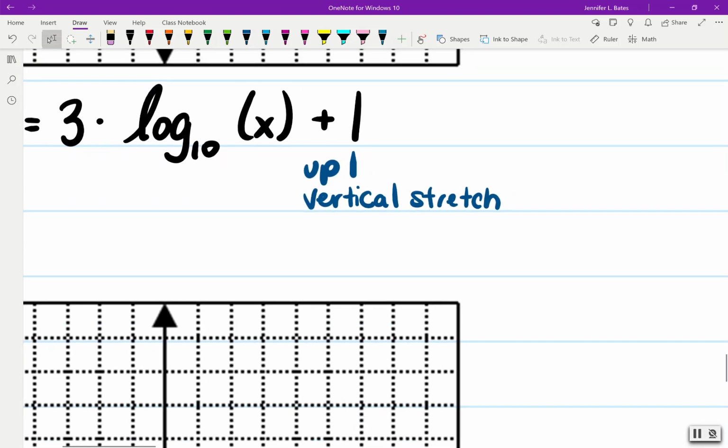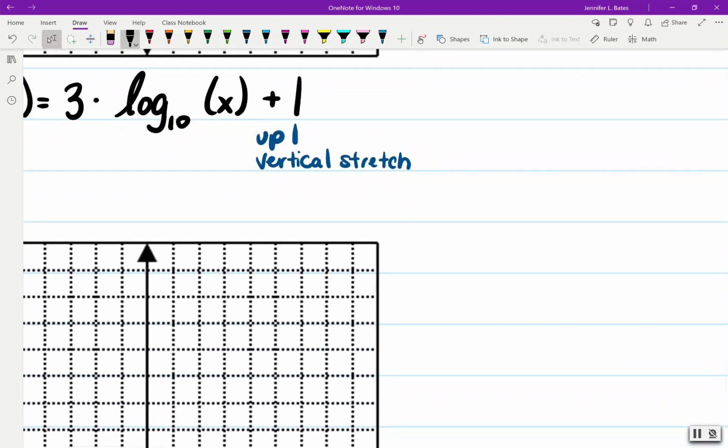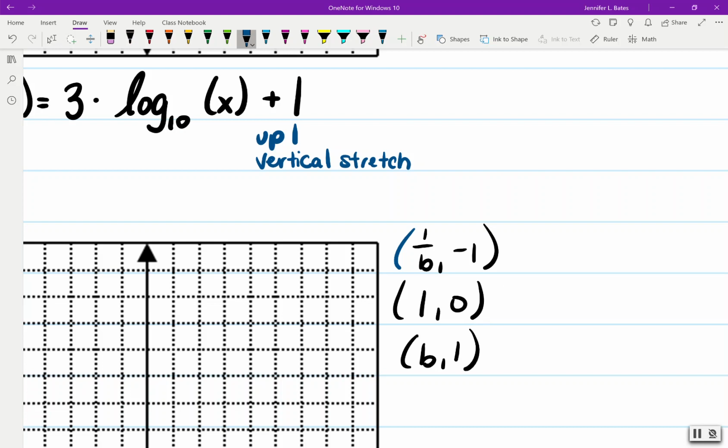Now, my base is 10, so I'm thinking, okay, those 3 points that I need to graph are 1 over b, -1; 1, 0; and b, 1. If b is 10, I'm thinking, okay, 1 over 10, -1; 1, 0; and 10, 1.